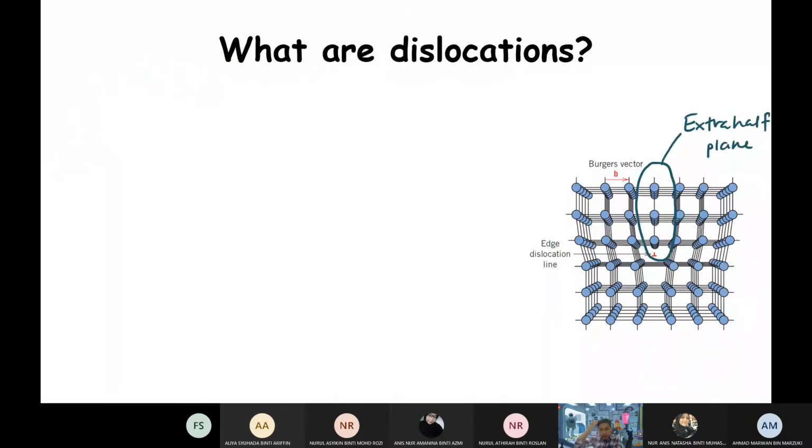Okay, what is a dislocation? Do you still remember what is the definition of dislocation? Masih ingat tak? Definition of dislocation.